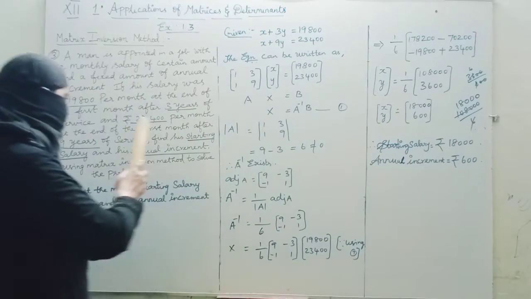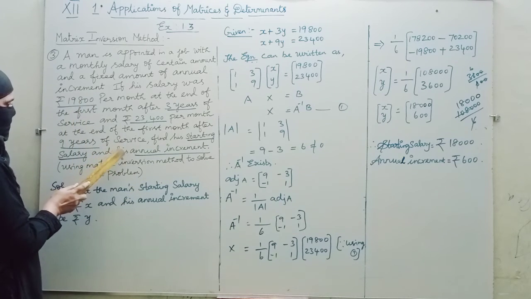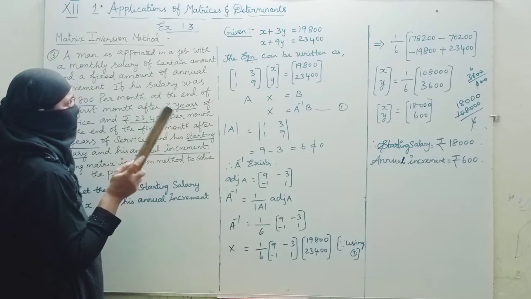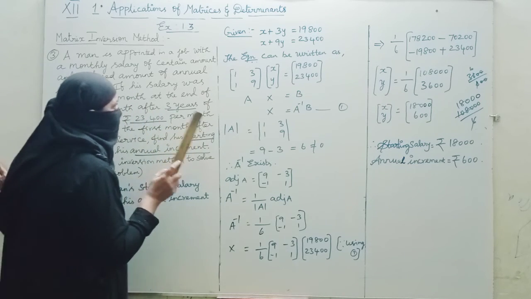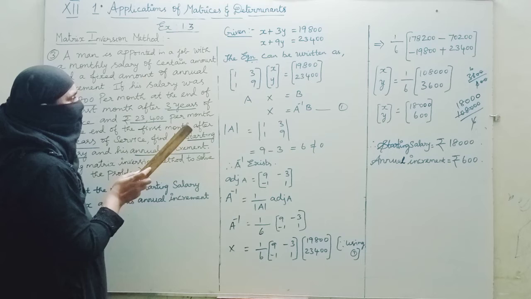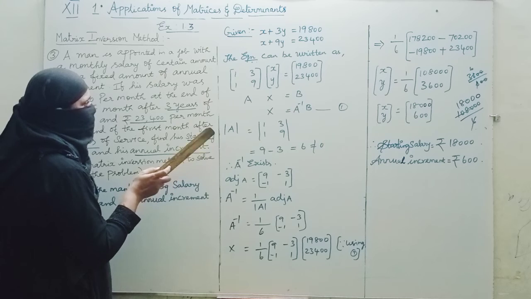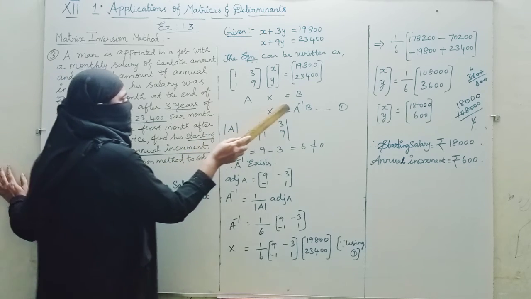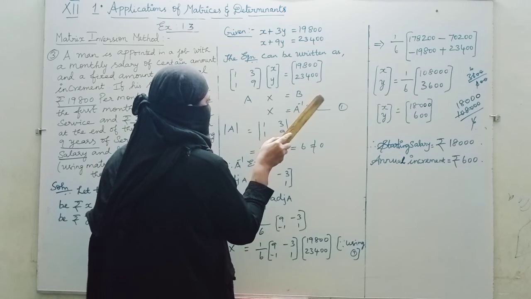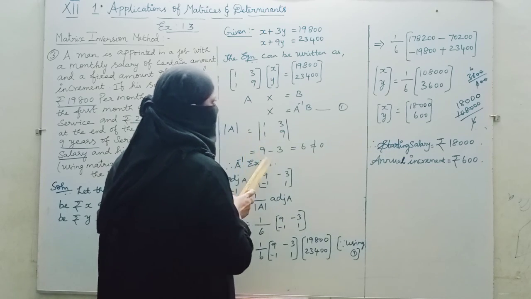Once again I will tell you. First you want to be well versed about the question and get a clear idea. After getting the clear idea, frame the equation. After framing the equation, write it in matrix form. After that, the formula for the matrix inversion method is X equal to A inverse B. How should you find A inverse? 1 by determinant A into adjoint A. After finding A inverse, multiply A inverse with the constant B, and then you will get the answer. Then, substituting what you assumed as x and y, you will get the answer for the starting salary and annual increment. That's all.